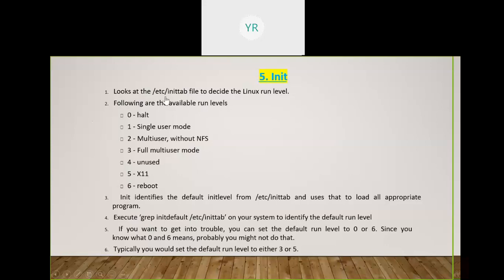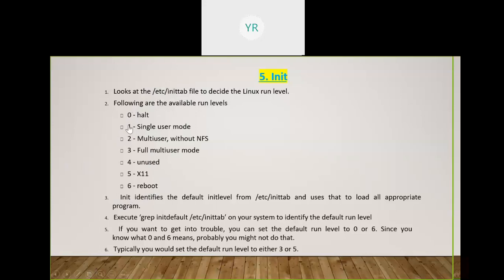There is a file called inittab, in /etc, the /etc/inittab file. Which run level we want to boot into is decided by this file. There is a line with id equal to some value, and based on that id value, it will load the run level. The run levels available in Linux are seven.